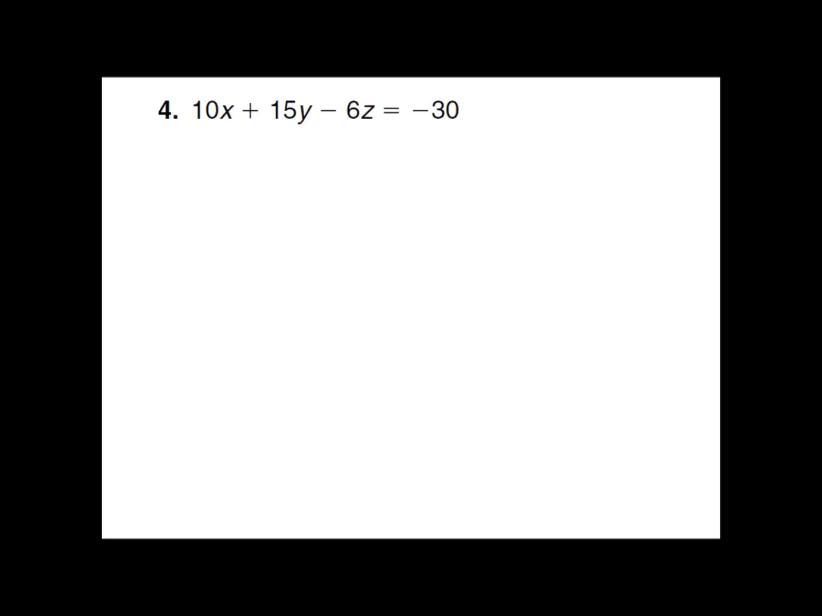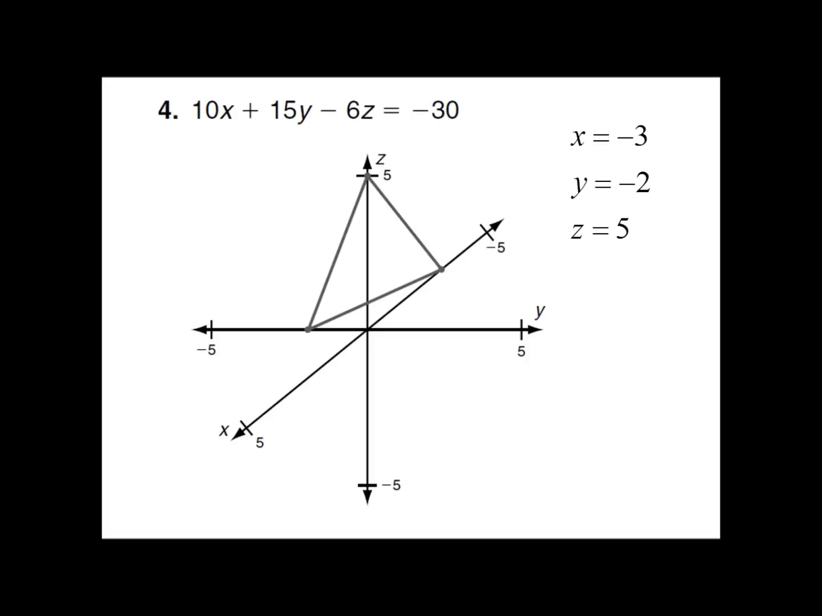So let's try another one. Let's draw the three-dimensional equation 10x plus 15y minus 6z equals -30. We find our 3 intercepts. We plug 0 in for y and z. We find out that x equals -3. We plug 0 in for x and z. Y equals -2. Plug 0 in for x and y. Z equals 5. So these become 3 points to mark on the x, the y, and the z axis. Connect them with a triangle, and you're all done.